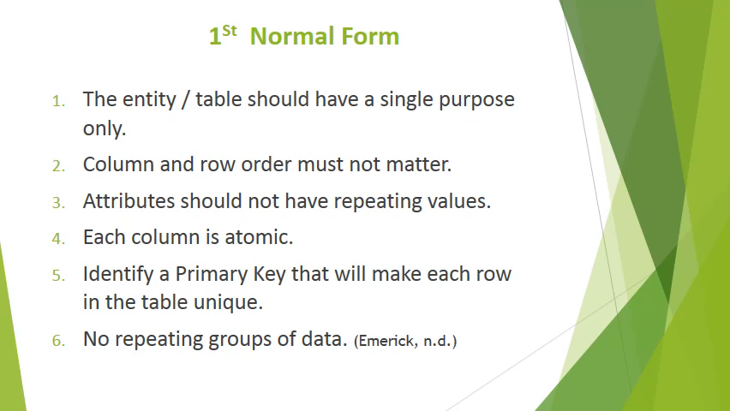Coming to the first normal form, let's talk about primary key. A primary key is the key which is used to uniquely identify a tuple in a table. We need to identify the primary key in a table initially, and each column should be atomic, and the table should have a single purpose only. Column and row order must not matter. Attributes should not have repeating values, and repeating groups of data should be avoided.